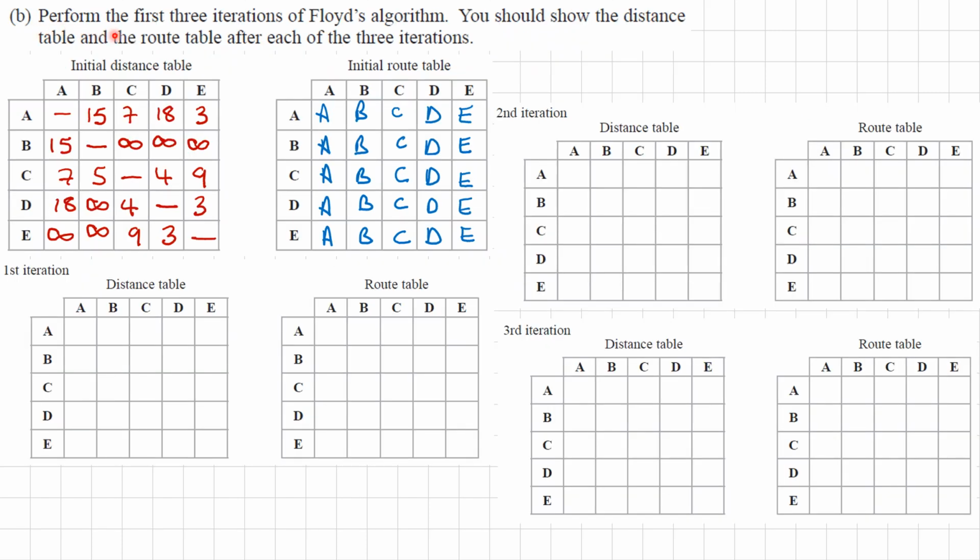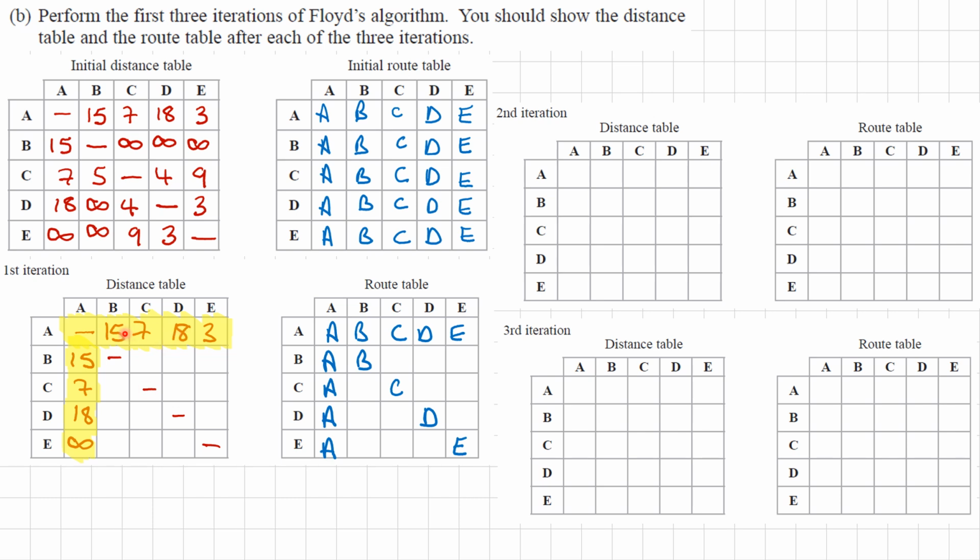Part B. Perform the first 3 iterations of Floyd's algorithm. You should show the distance table and the route table after each of the 3 iterations. So the first thing I need to do is to copy down the first row and column and the diagonal from both the initial distance table and the initial route table into these empty tables ready for the first iteration. Next, I'm going to highlight the row and column that I've just copied down.